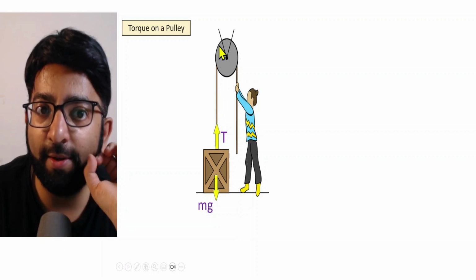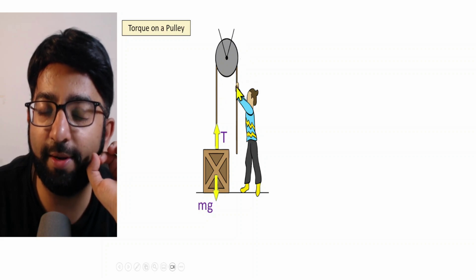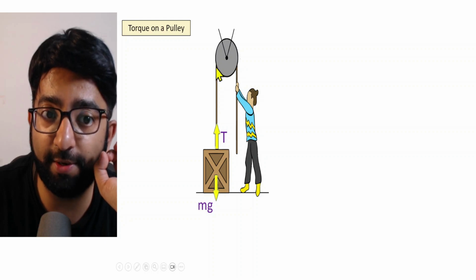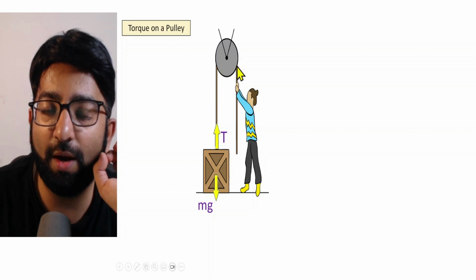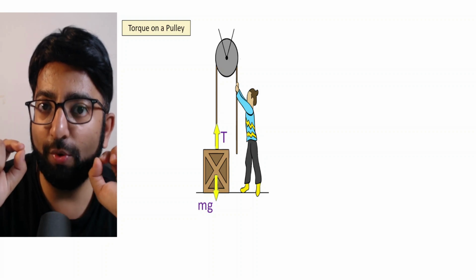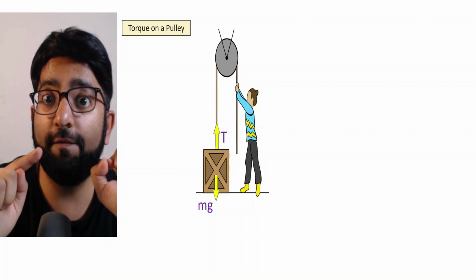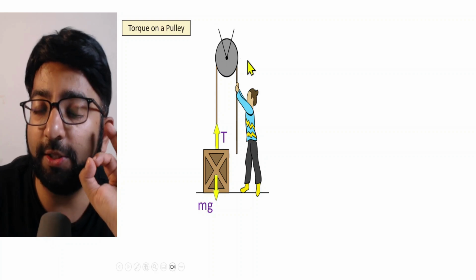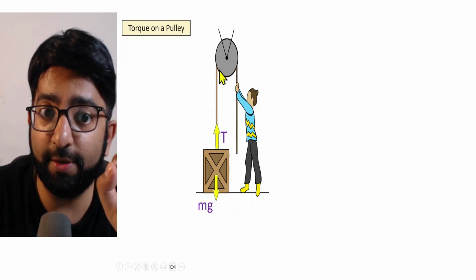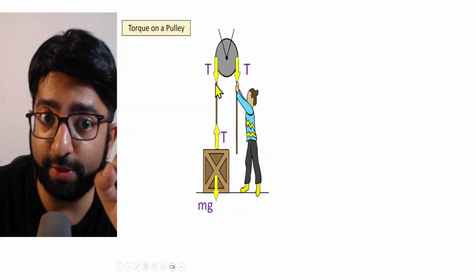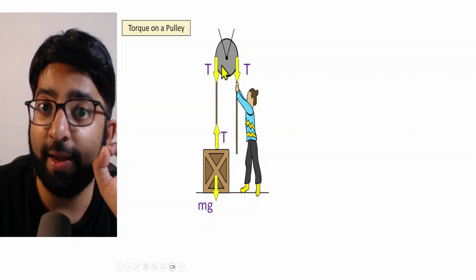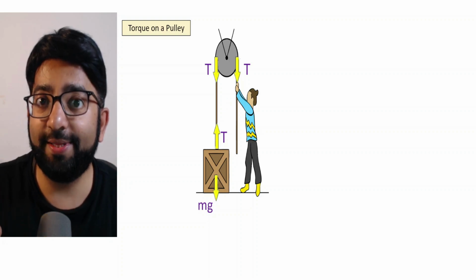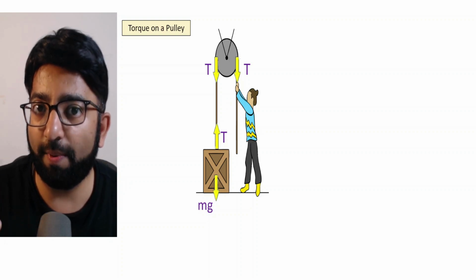Now coming to the pulley. Although it is the same string, consider two sides of the string which are connected to the pulley. So consider this is one side and this is another side. Remember the basic rule, the direction of tension is always away from the object and along the string. So in this case, the pulley is the object. So the direction of tension will be both acting downwards as they have to go away from the pulley and along the string.